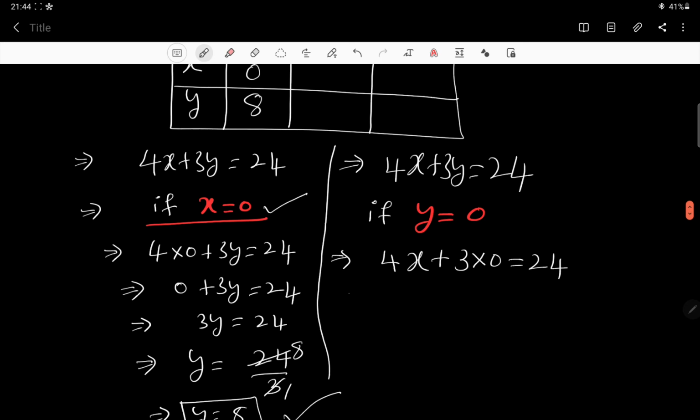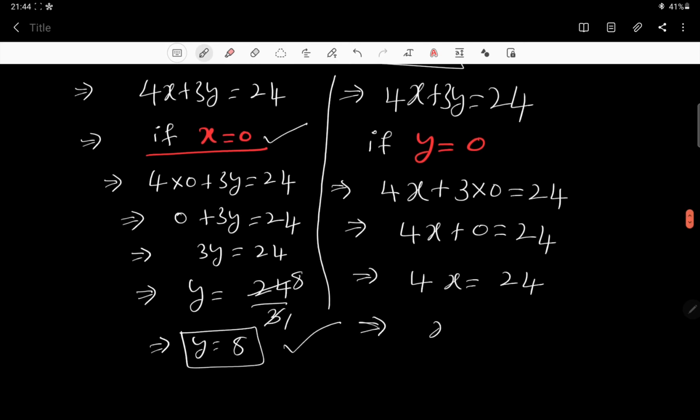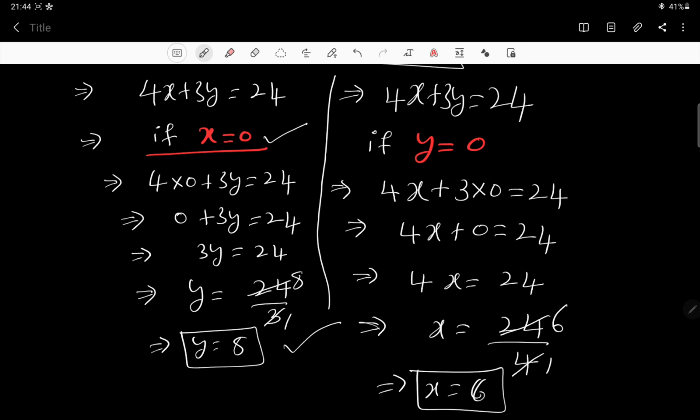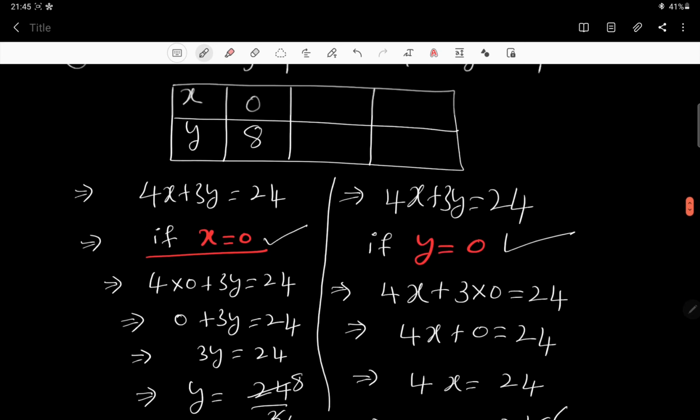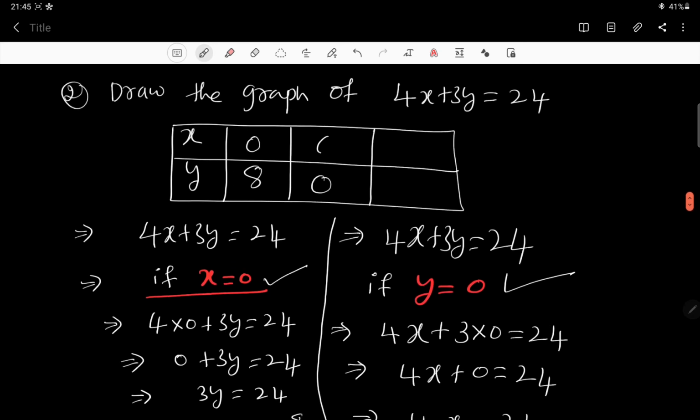So once you have substituted that, it becomes 4x plus 0 is equal to 24. Then I am going to get 4x is equal to 24. Then x is equal to, what is the value? x is equal to 24 divided by 4. 4 sixes are 24. Then I am going to get x is equal to 6. All right. So for y is equal to 0, what is the value of x? 6, right? So y is 0 means x is going to be 6. So we got 2 points.